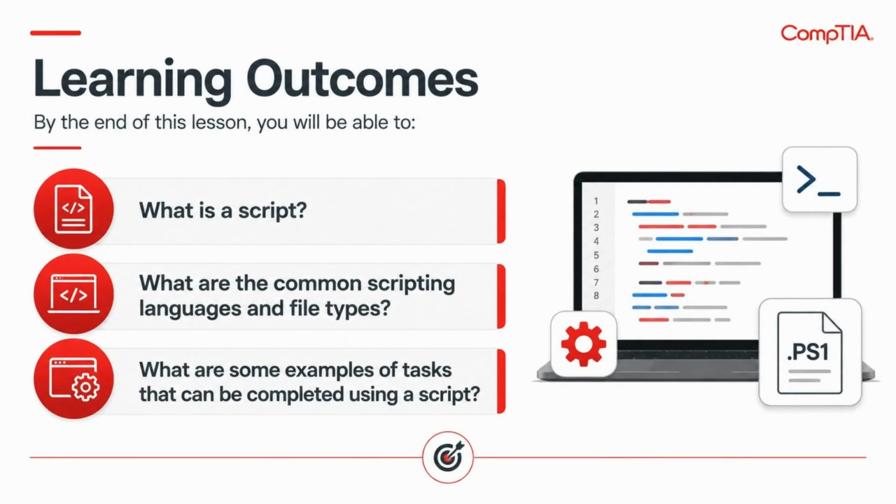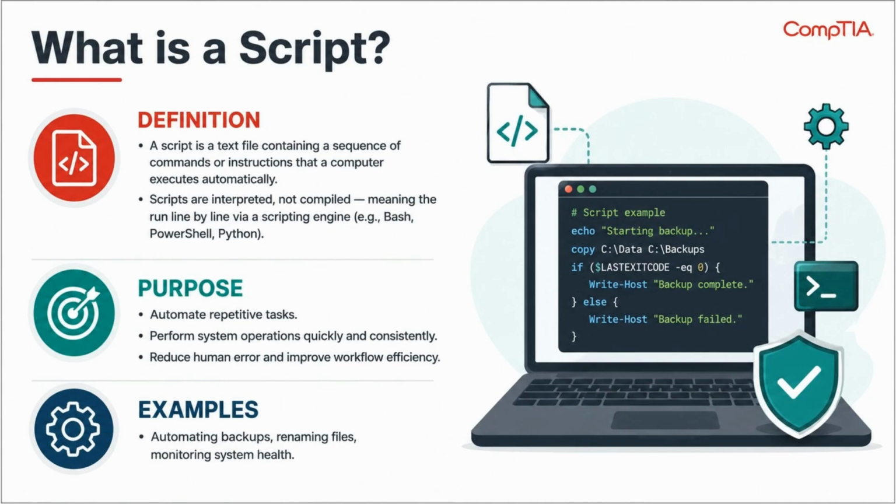By the end of this lesson, you should be able to answer: what is a script? What are the common scripting languages and file types? And what are some examples of tasks that can be completed using a script? A script is a text file containing a sequence of commands or instructions that a computer executes automatically. Scripts are interpreted, not compiled, meaning they run line by line through a scripting engine like Bash, PowerShell, or Python.